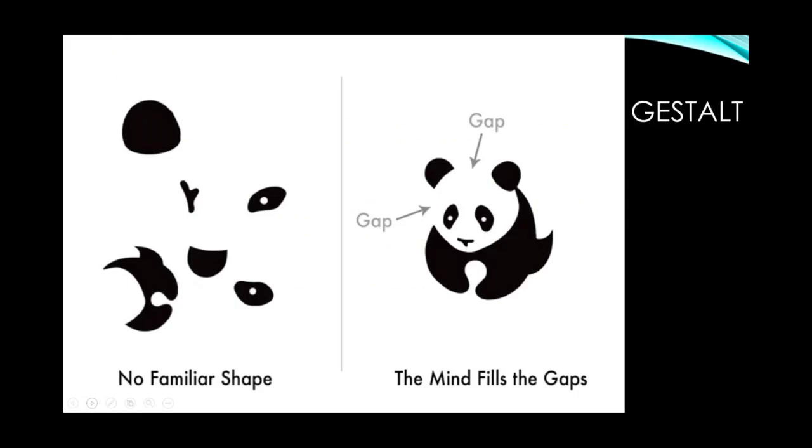This is an example of Gestalt. So over here, there's a bunch of shapes and lines, and we have no idea what it is. But then if you rearrange those into something recognizable, our brain fills in the gaps.